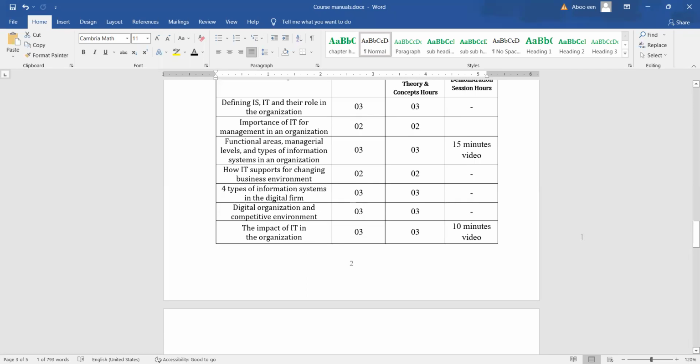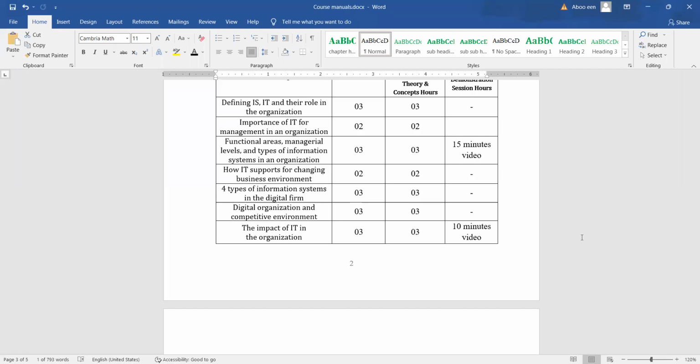Functional areas. What are the different functional areas in an organization? Managerial levels. What are the different managerial levels in an organization? Types of information system in an organization. In this topic, we are going to cover various kinds of functional areas and managerial levels and the different types of information systems in organizations and how they are serving these functional areas. 3 hours.